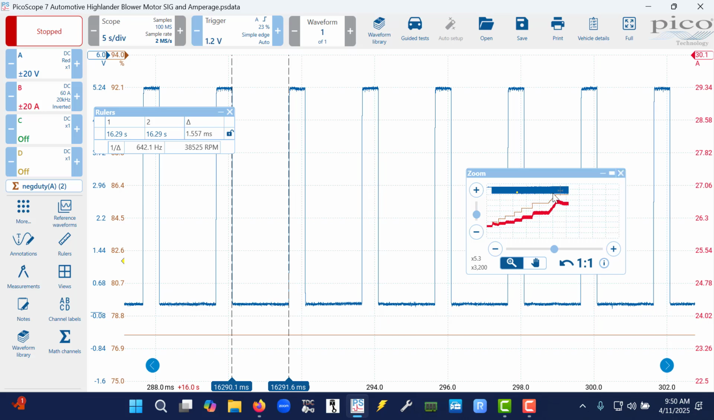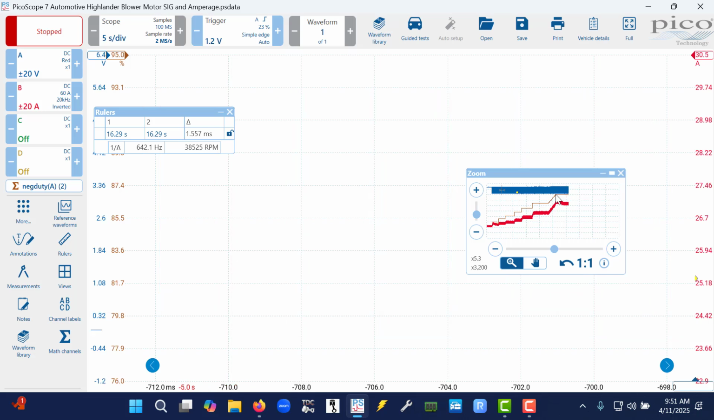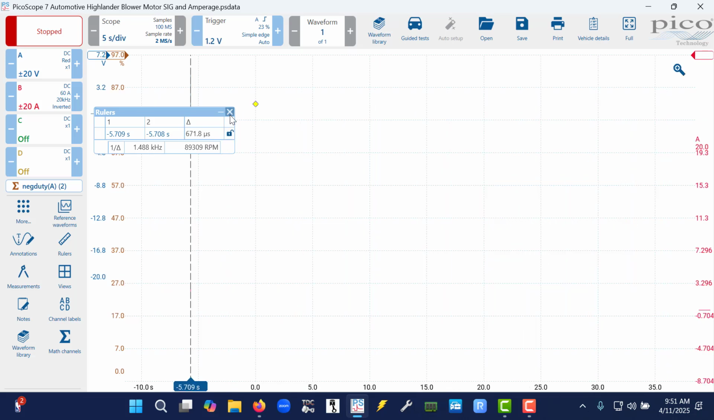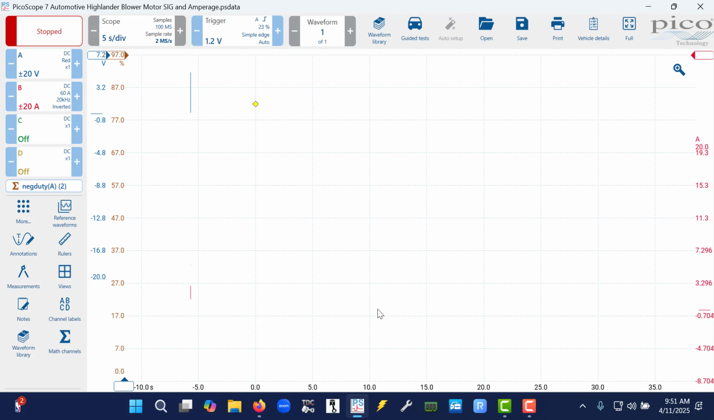Now to validate the argument made earlier, I'm going to drag this monitoring area from the higher fan speed request to the lower fan speed request. I'll drag my cursors over here, and you can see the amount of time we're being pulled to ground here. Earlier we were at 1.5 milliseconds roughly. Now we are at 671 microseconds. So what that indicates to us is that there is a correlation between the time the SI is being pulled to ground and the response from the blower motor to increase or decrease speed.